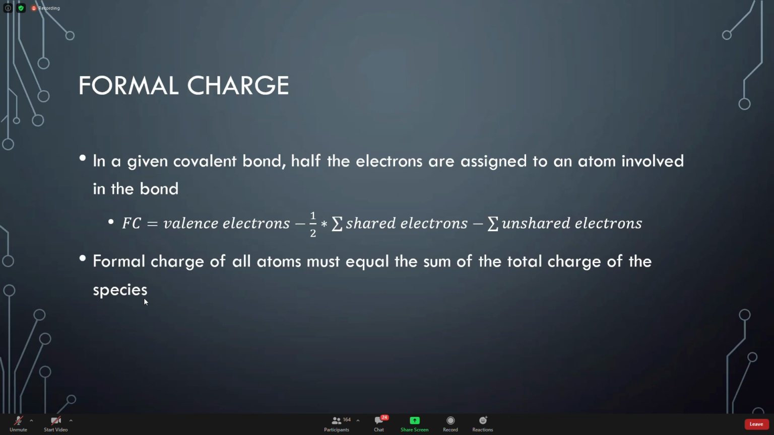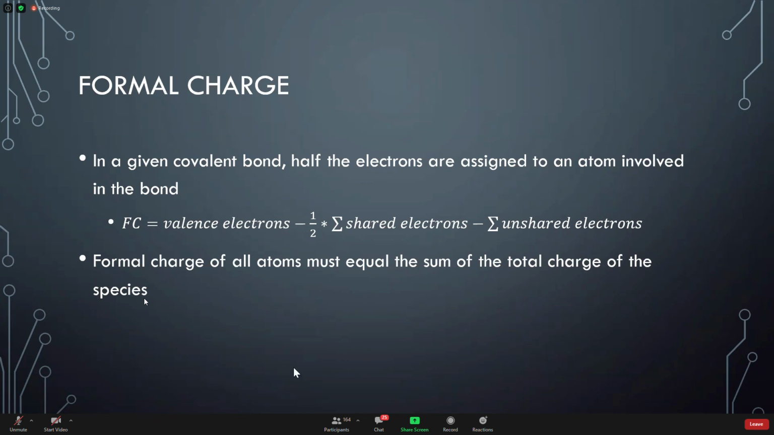And then my last slide is going to be on formal charge. In a given covalent bond, half the electrons are assigned to one atom, half the electrons are assigned to the other. So this is the formula, I'm sure y'all have all seen it: valence electrons minus half the bonding electrons minus the unshared electrons. The way I always remembered it was valence electrons minus the dots around the atom minus the sticks around the atom. Kind of a dumbed down way to think about it.